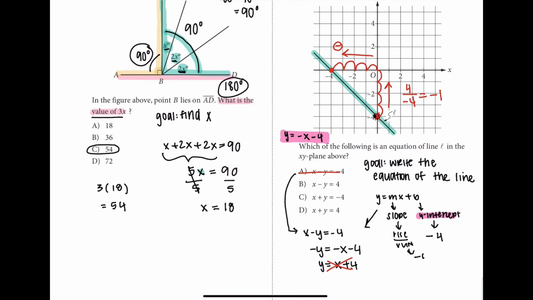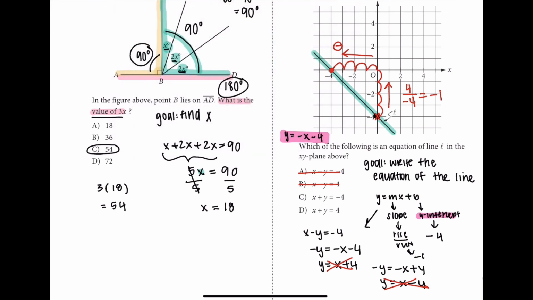Let's do the same thing for B. -y is going to equal -x plus 4. If we get rid of the negative sign, we're going to end up with x minus 4. This is also not the correct answer because our equation is -x minus 4, not +x minus 4. So we eliminate B as well.